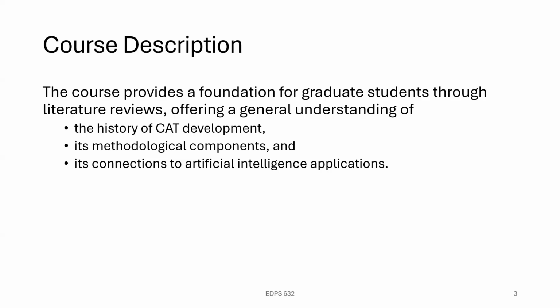And also its connection to artificial intelligence applications. Computerized adaptive testing is considered an application of artificial intelligence. Nowadays, people are talking about generative artificial intelligence, just like ChatGPT, which is more sophisticated and complicated. So now we are thinking about how to use this adaptive tool to improve generative AI applications. We'll discuss this later. This is another emphasis in our class: identifying the connection to AI.